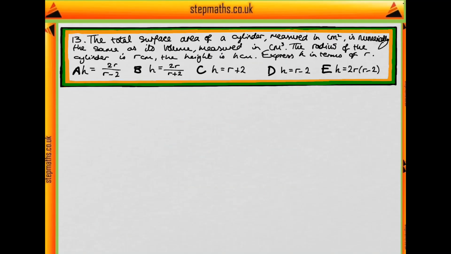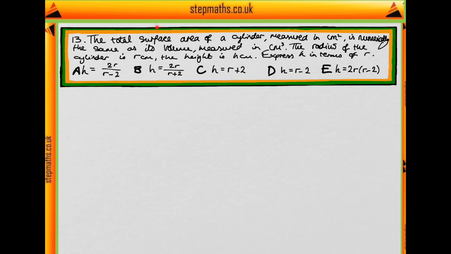This is question 13 of the Natural Sciences Admissions Assessment Specimen Paper, and in this question we have a cylinder which we're told has the same numerical value for the volume as it does for the surface area, and we're given that the radius is r, the height is h, and we want to express h in terms of r.